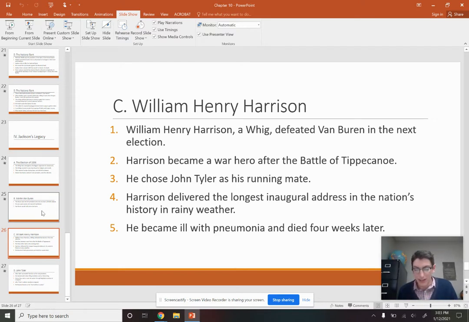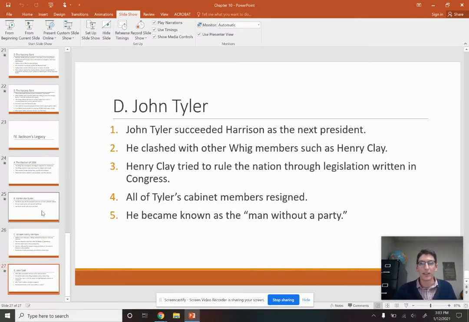Now, sadly for John Tyler, he was the first vice president to take over the presidency after the death of a predecessor. Now, he was a Whig in name only, meaning that he said he was a part of the Whig Party, but he didn't always believe in the Whig principles. He clashed with other Whig members, such as Henry Clay. If you remember, Henry Clay ran for the presidency in 1824, didn't get it, was the Speaker of the House, swung votes for John Quincy Adams. He became Secretary of State.